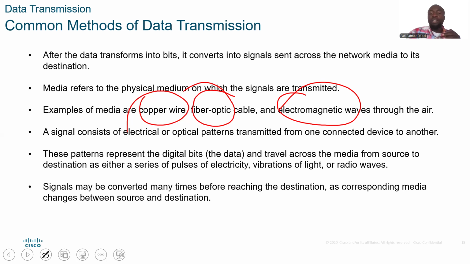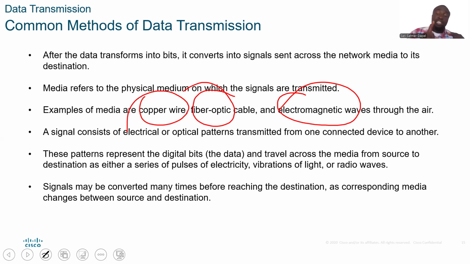Then the next one is the electromagnetic waves, which is the wireless. All right, the Wi-Fi, the wireless signal and things like that. So it conveys data using electromagnetic waves in the air. So those are the methods or the media through which data is transmitted.